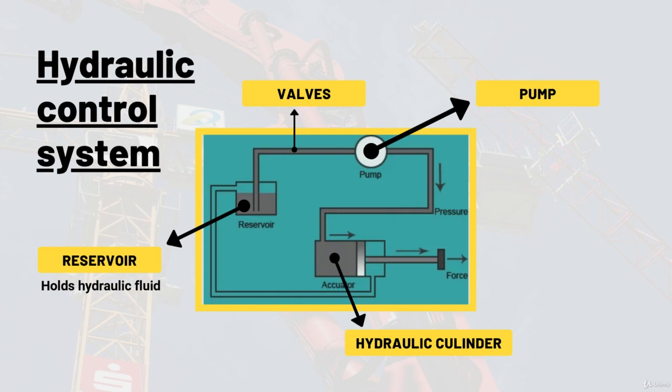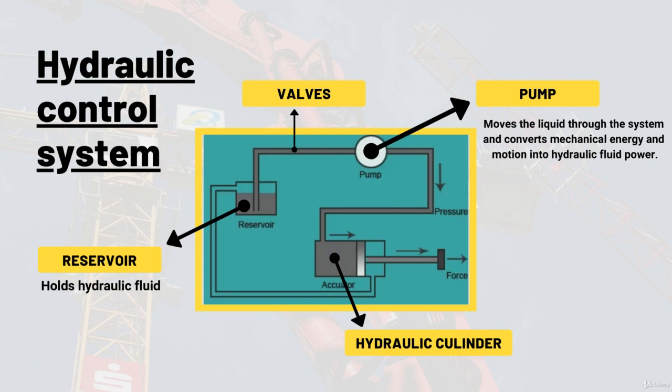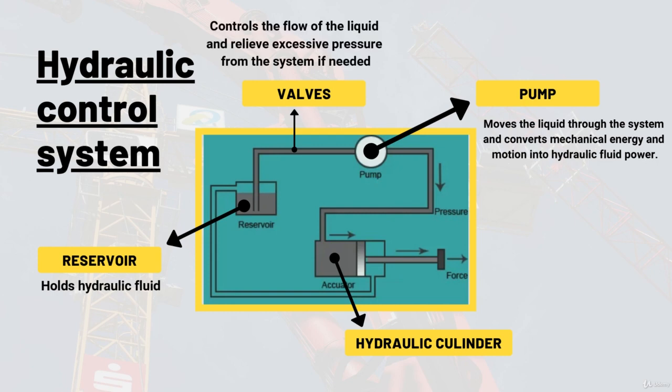The reservoir that holds hydraulic fluid, the hydraulic pump which moves the liquid through the system and converts mechanical energy and motion into hydraulic fluid power, the electric motor which powers the hydraulic pump, the valves that control the flow of liquid and relieve excessive pressure from the system, and the hydraulic cylinder which converts the hydraulic energy back into mechanical energy.